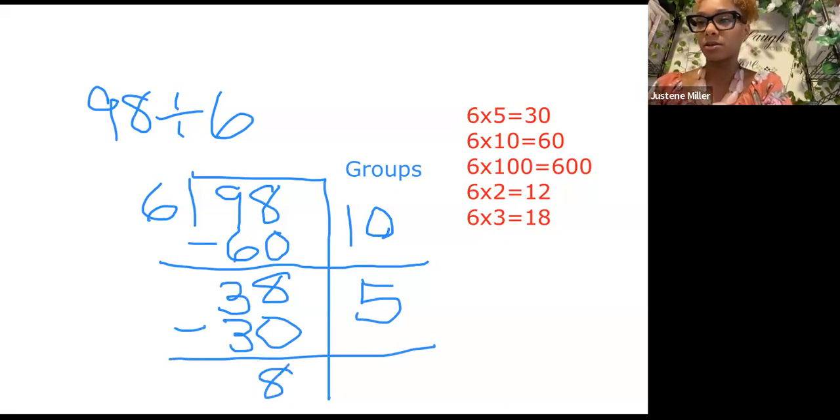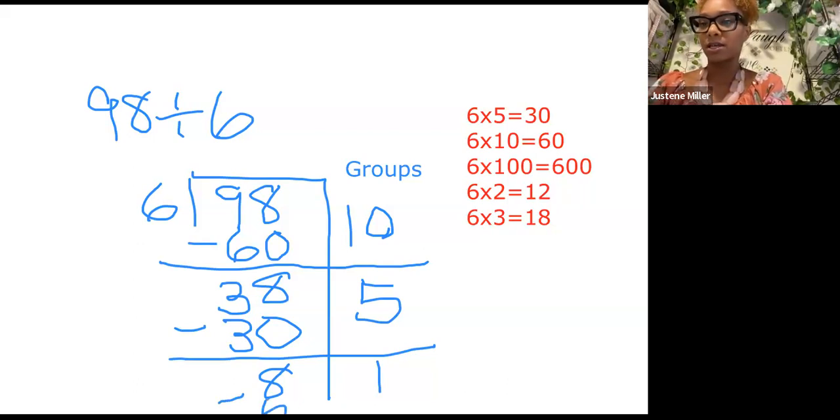And you're thinking to yourself, well, none of my fact chart has 8. So can I still use my groups? You sure can. Thinking about, if I have 8 pieces of candy, can you give me 6? Well, how many groups of 6 can you give me out of the 8? I can give you 1 group of 6. And 1 group of 6 is 6.